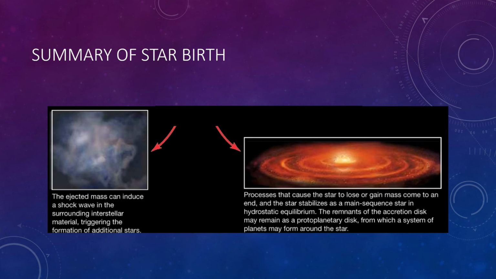Well, then two things can happen. The ejected mass can induce a shock wave, as we just mentioned, into the surrounding material, which will trigger additional star formation. And in the meantime, we basically set up a situation where we might form a new star system. So it's really a beautiful process, and I hope this gave you at least a little bit of insight into how stars are birthed.